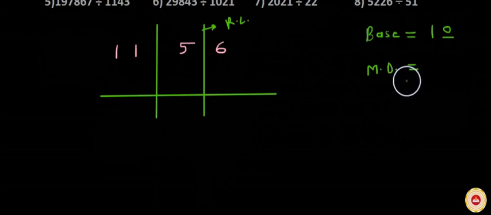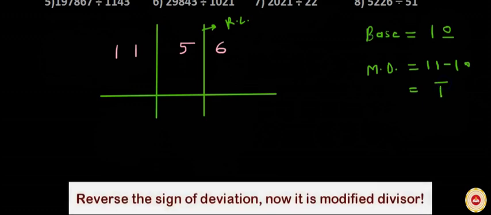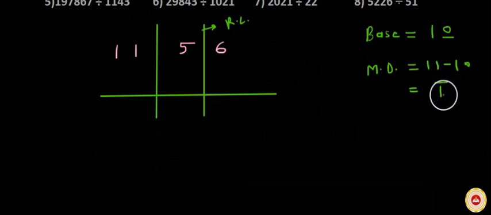How do we calculate deviation? We subtract the nearest base of a number from that number only, and we get the deviation. See, what is the given divisor? 11. So subtract the nearest base 10 for the 11 from 11. We get 1. Okay, let us change the sign of this digit. Let us make it negative. Reverse the sign of the deviation. And this reversing the sign of the deviation that you calculated is the application of Paravartya Sutra. Now this is -1, and this is the modified divisor.